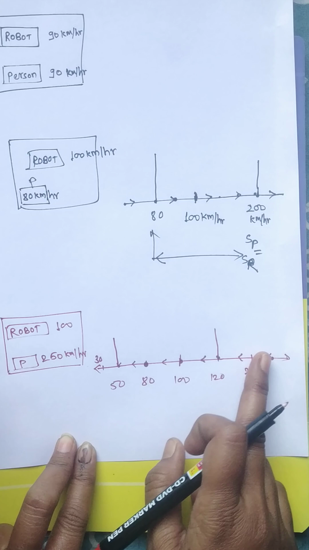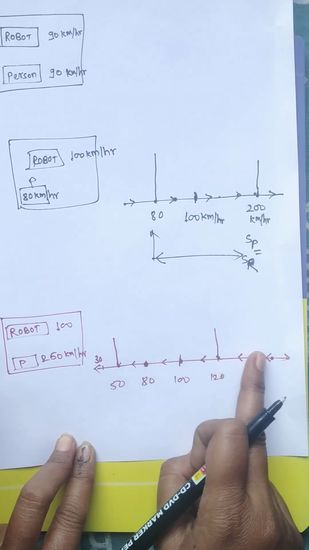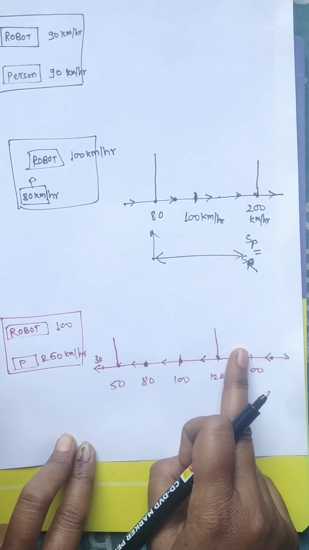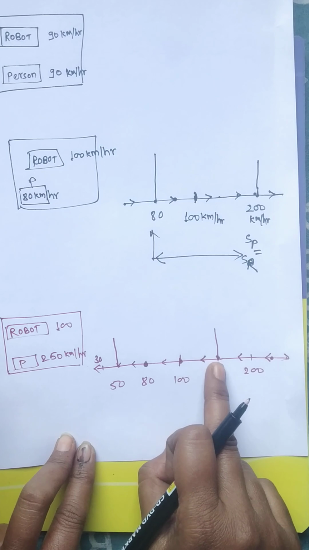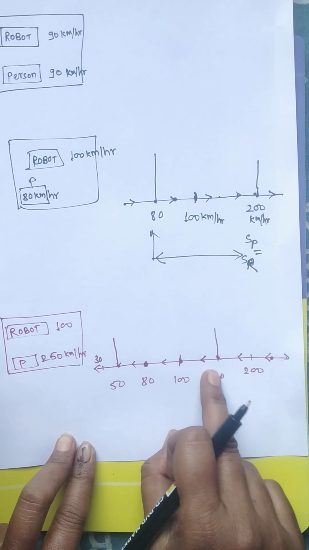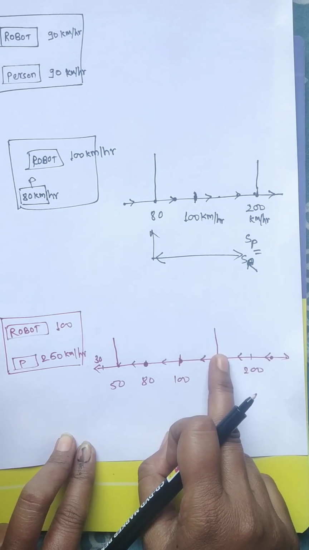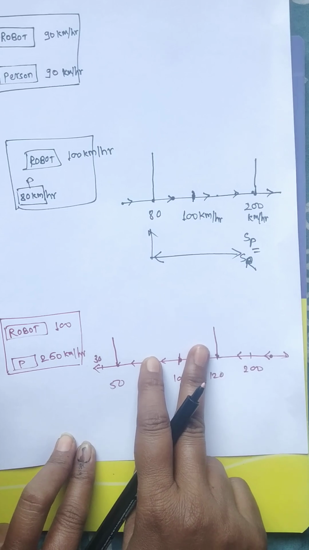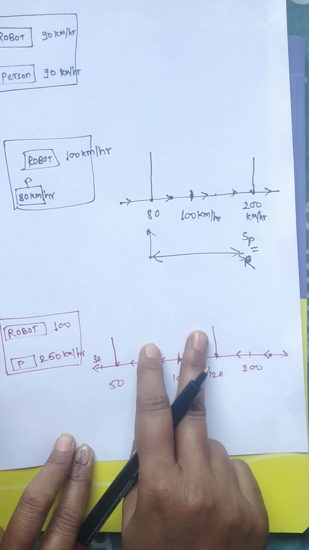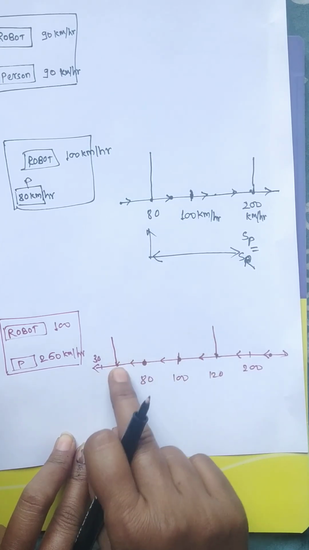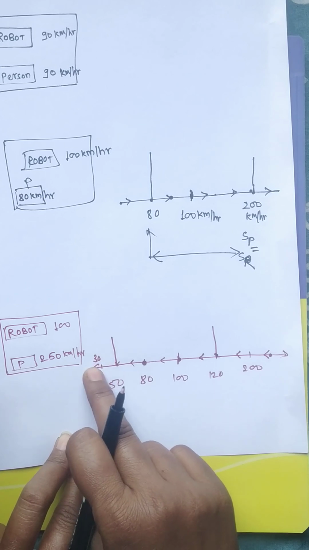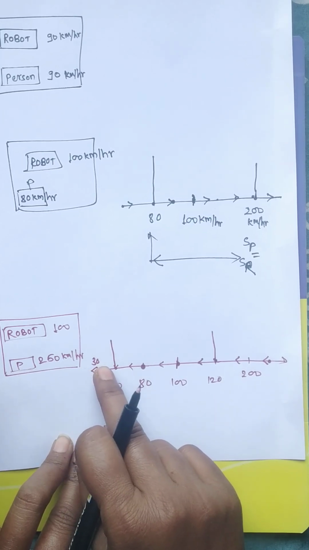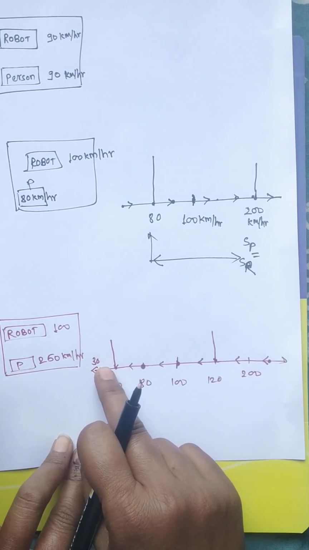Okay, and while decreasing the speed, initially the person has to come in the range of the robo. That range is 120, and after 120 both are moving at the same speed, both are moving in lock, we can say. And after 50, below 50, the robo has lost the lock, right?